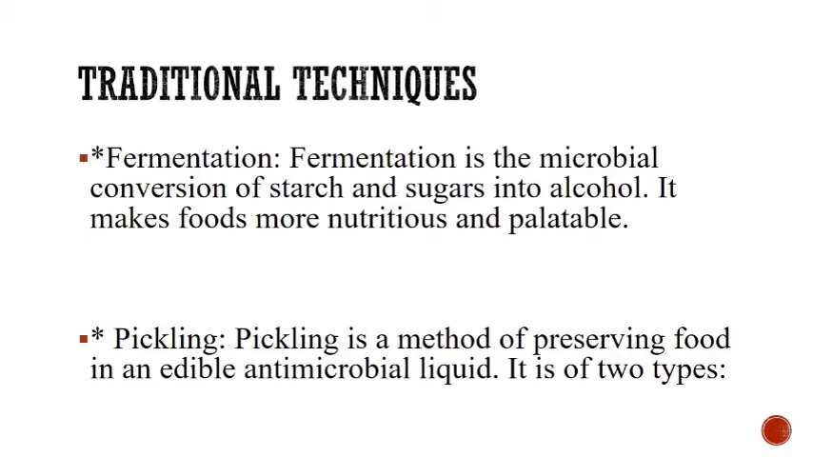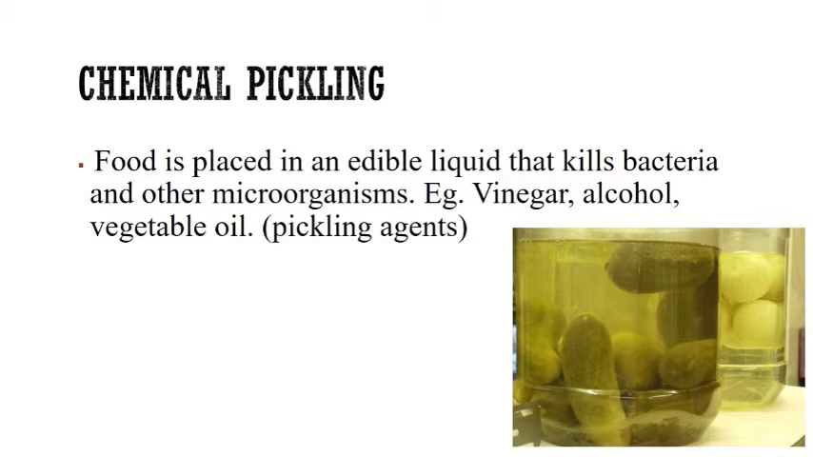The next one, pickling. Pickling is a method of preserving food in an edible antimicrobial liquid. It is of two types. First one, chemical pickling, and second one, fermentation pickling. What is chemical pickling? The food is placed in an edible liquid that kills bacteria and other microorganisms. Example, vinegar, alcohol, vegetable oil. These are called pickling agents.